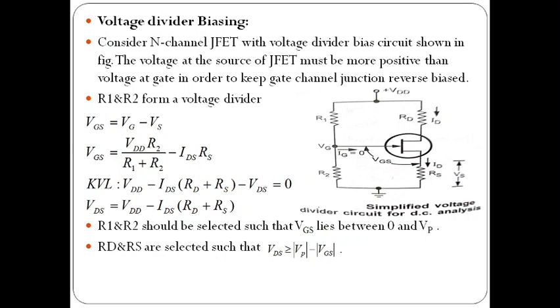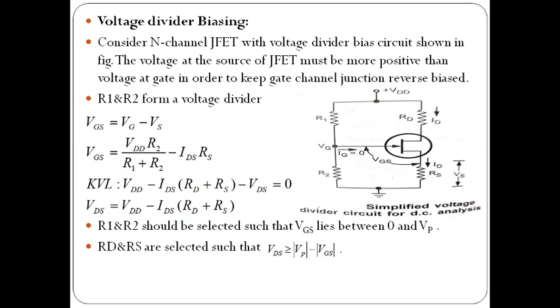The voltage at the source of the JFET must be more positive than the voltage at the gate in order to keep the gate-channel junction in reverse bias. So to keep the gate-channel junction in reverse bias, we must apply a more positive voltage at the source compared to the gate terminal. Then the gate-channel junction is in reverse bias.